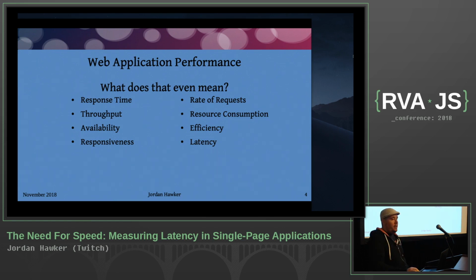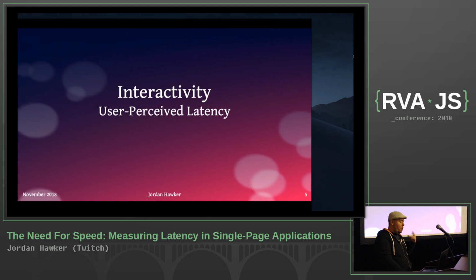You'll find things like availability, throughput, efficiency, latency. All of these terms have meanings. They're all important, but they all have very specific uses. And it's hard to know which of these metrics are going to be the ones you want to focus on. Now, ultimately, you probably care about all of these in some context, depending on what your particular application needs are. But what we wanted to think about instead was what we called interactivity, or user-perceived latency.